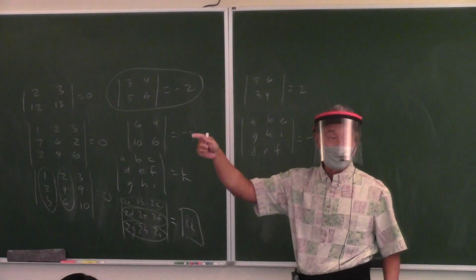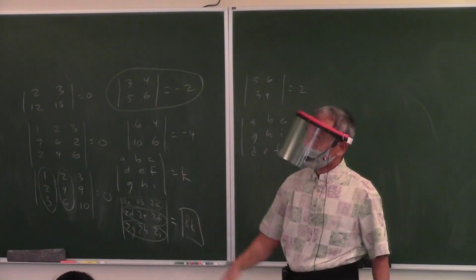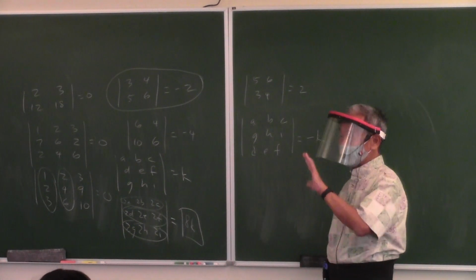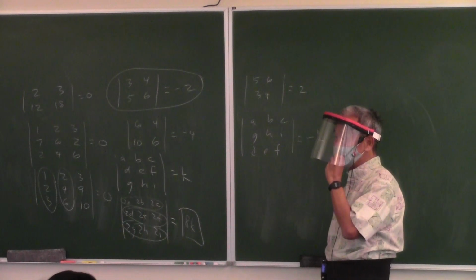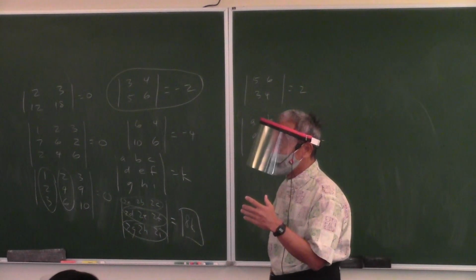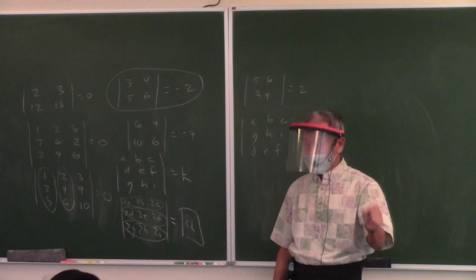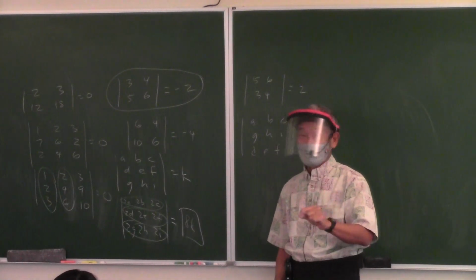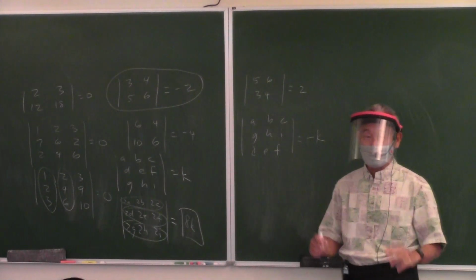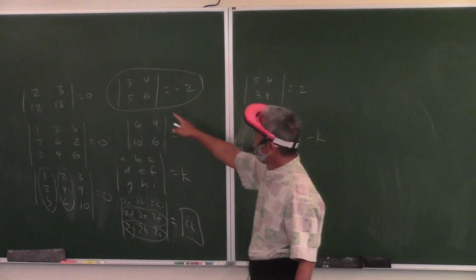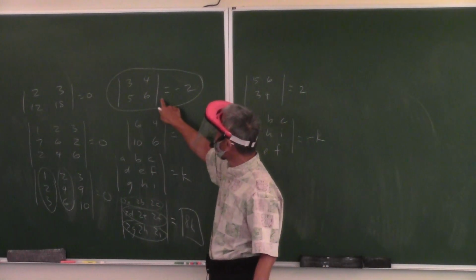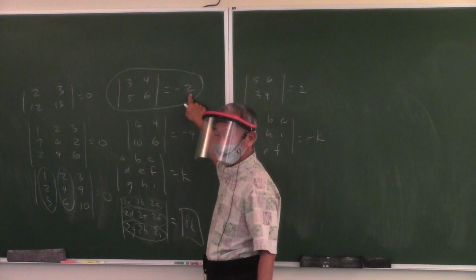And then the last one, this is probably the most important one. If a row, I'm not going to say column now, if a row is multiplied by a non-zero constant and then added to another row, the determinant does not change. It stays the same. Okay? Now what does that mean? Well, look at this. So this determinant is -2, right?